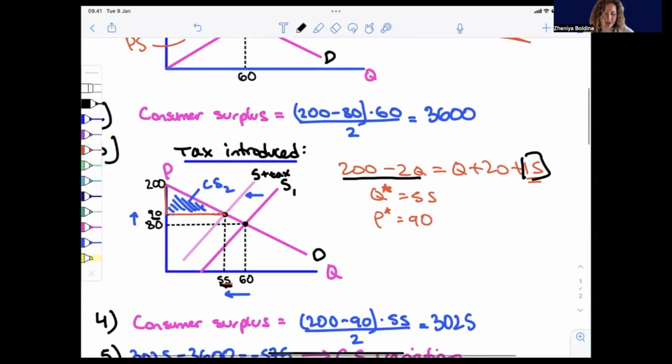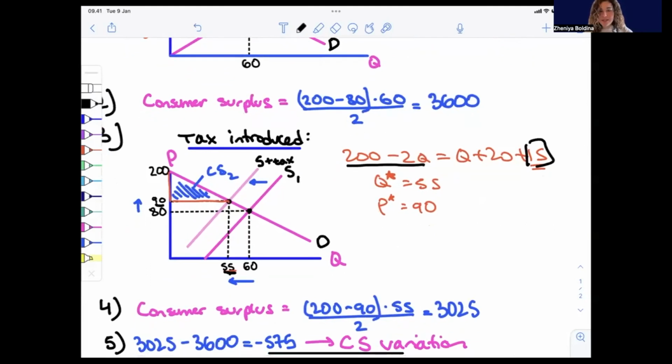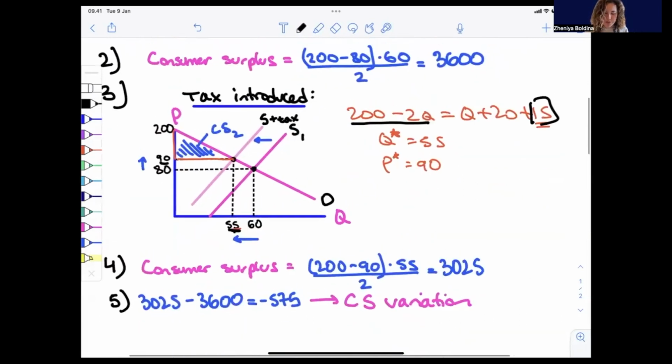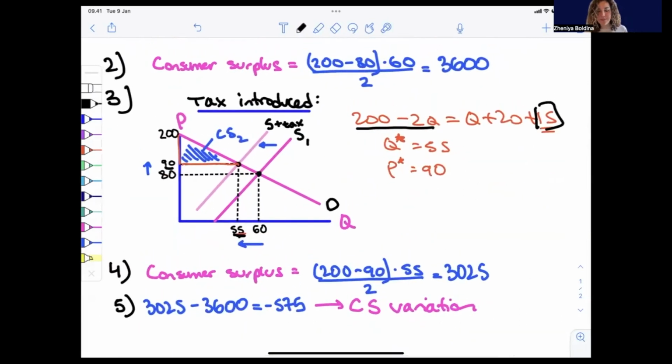And so right away, we see that the consumer surplus decreases. We see the triangular area is much smaller compared to the original one here. To find it, again, it's the same process. We do 200 minus 90, and then times 55, the new length, divided by 2. So now the new consumer surplus is 3,025. And our producer surplus will actually increase. Now it will be larger than consumer surplus.